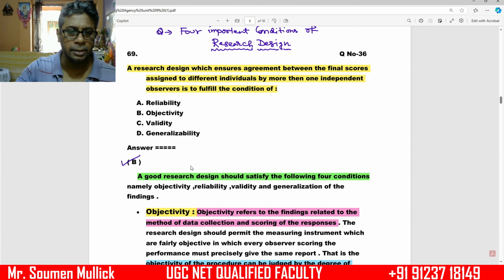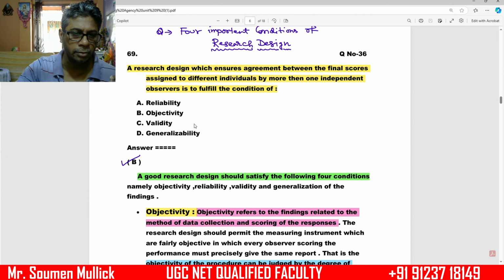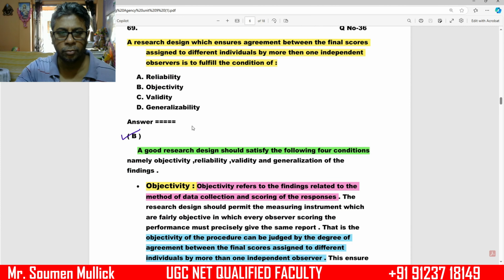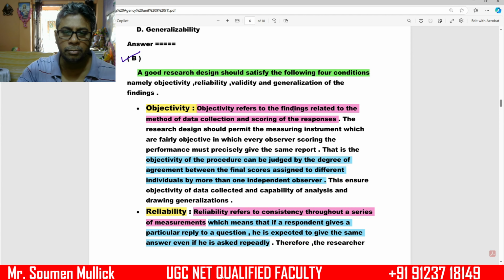First of all, we have to understand the 4 concepts. A good research design should satisfy the following 4 conditions. Number 1, objectivity. What is objectivity? Objectivity refers to findings related to the method of data collection and scoring of the responses. Objectivity of the procedure can be judged by the degree of agreement between the final scores assigned to different individuals by more than one independent observer. So these are the options. Ensure agreement between the final scores assigned to different individuals by more than one independent observer. So this is called objectivity.